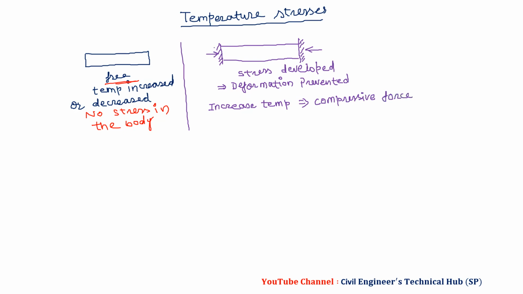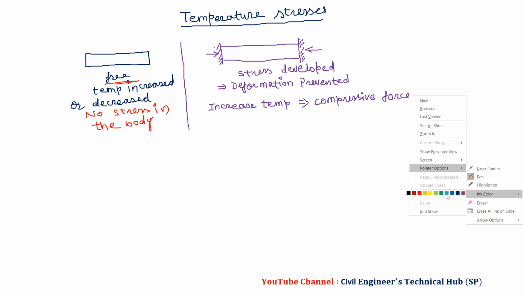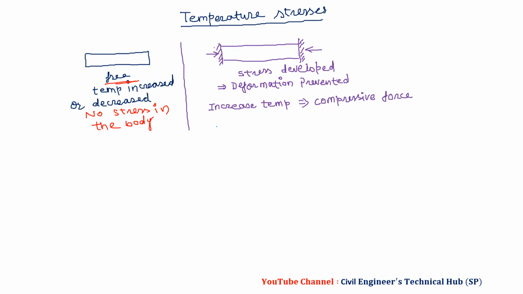Because we are going to prevent its elongation, and as its elongation is prevented, automatically compressive force will be developed. If I decrease the temperature, then what will happen? The body will try to contract. If I draw another diagram, in this case your body will try to contract, and therefore the reactions developed are tensile in nature.